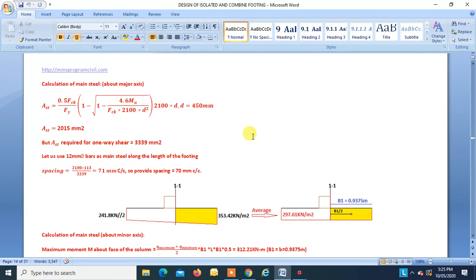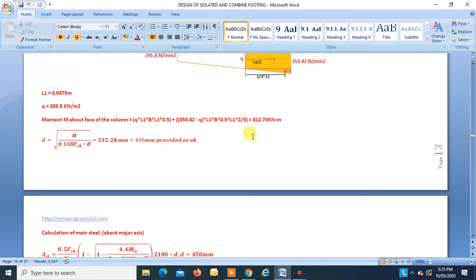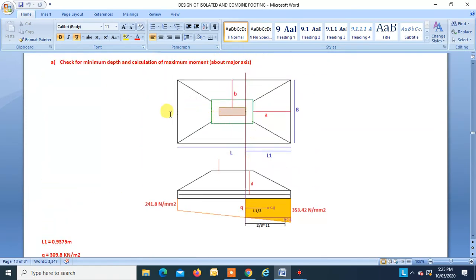Now coming to finding the moment about this face. We take a section over here, at this face of the column, and we want to find the moment. So the area beyond this section will be B into L. That will give a force, and that force will give a moment about this section at the face of the column.